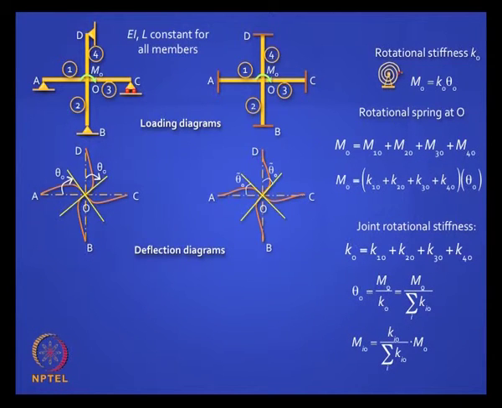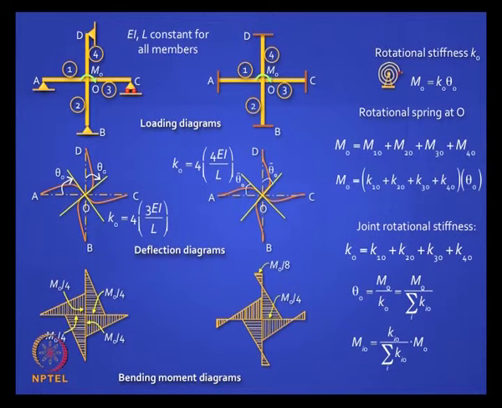So theta naught can be calculated in that manner, and in the first case it will be 4 times 3 EI by L, in the second case it will be 4 times 4 EI by L. So now you are comfortable with that. What about the bending moment diagrams? Drawn on the tension side. Did you draw it that way?